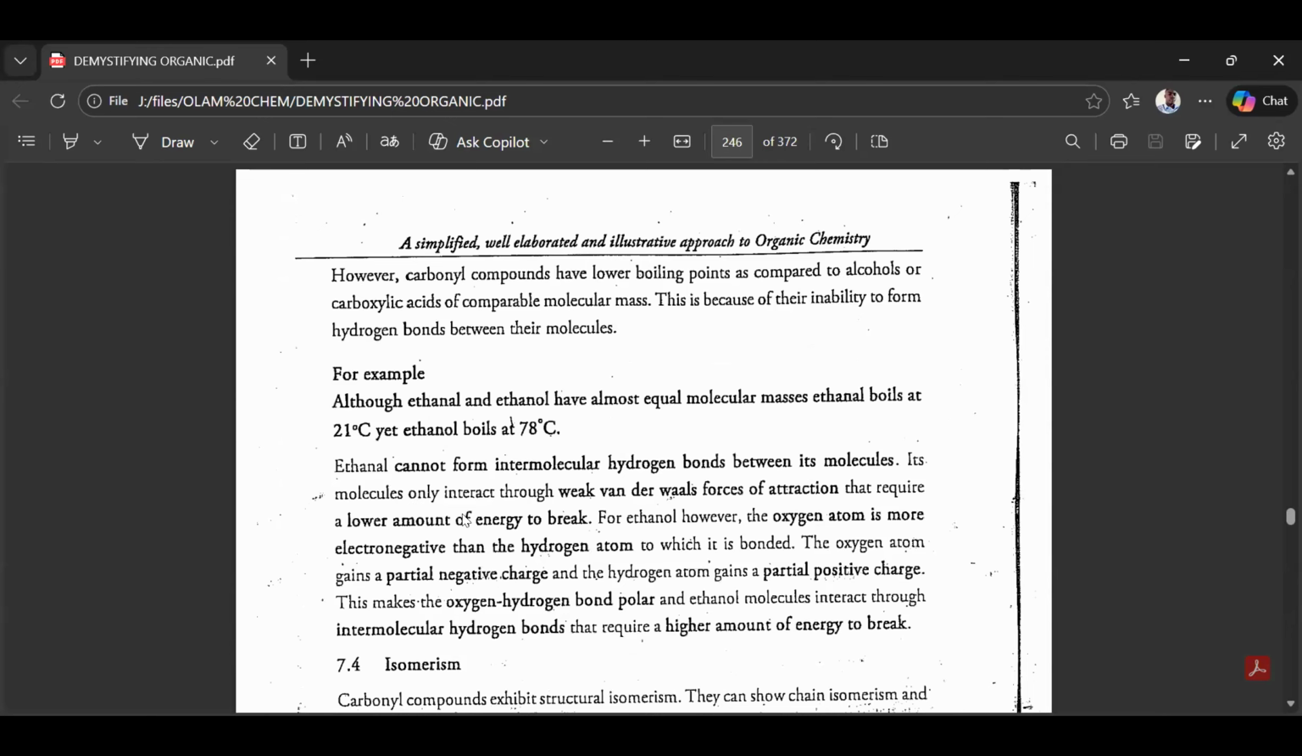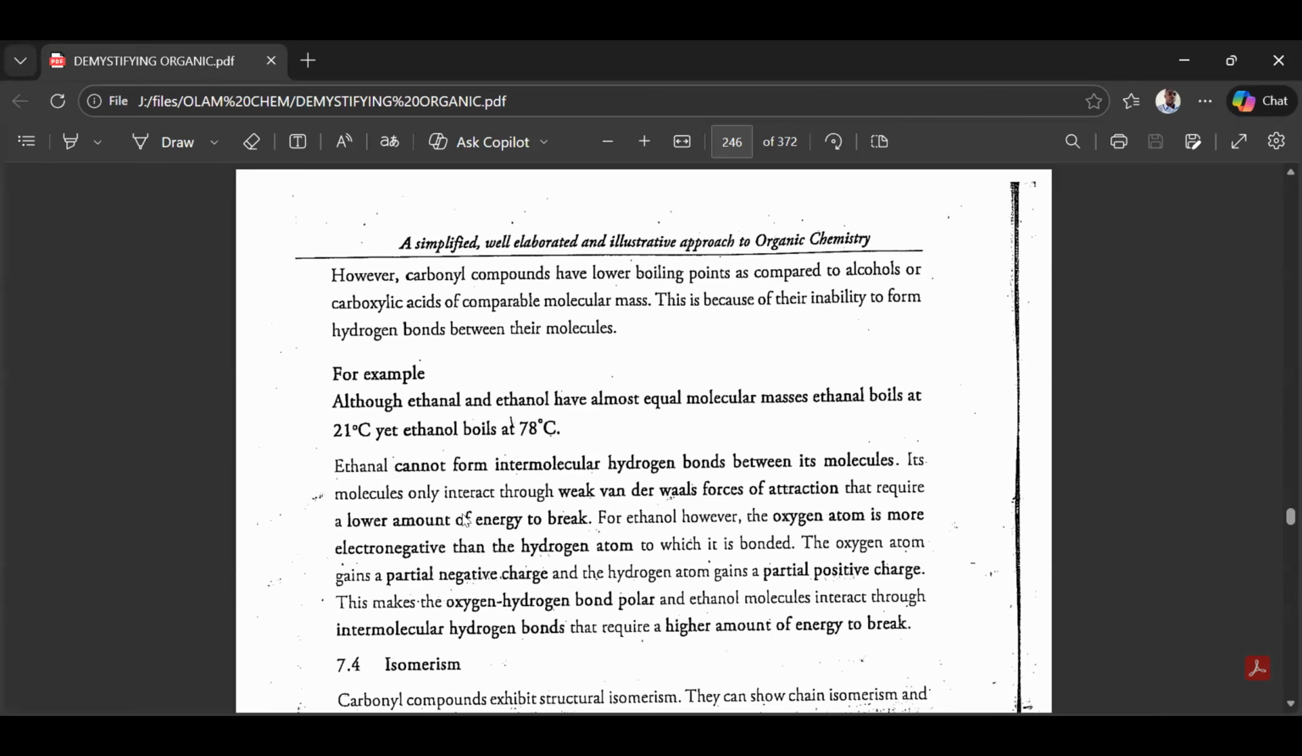We are saying the carbonyl compounds have higher boiling points. Why? Because they are polar. They have a polar group, which can easily form intermolecular hydrogen bonds, which are also hard to break, so making them have higher boiling points than non-polar compounds like alkanes. So we have given an example.